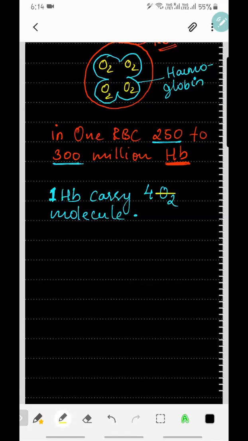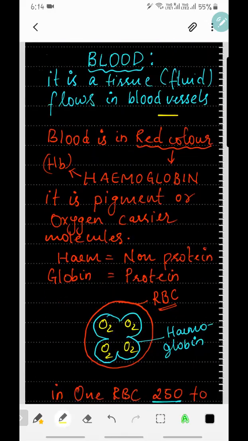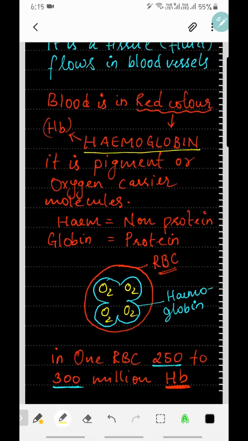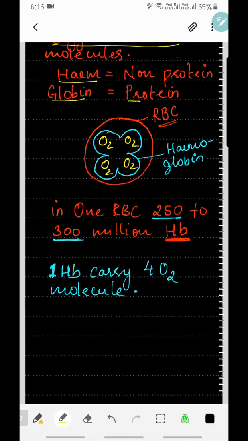So one HB carries this much. Blood is a tissue. Blood is in red color. Why red color? Because of hemoglobin. And it is used as an oxygen carrier. Hem means non-protein, globin means protein.